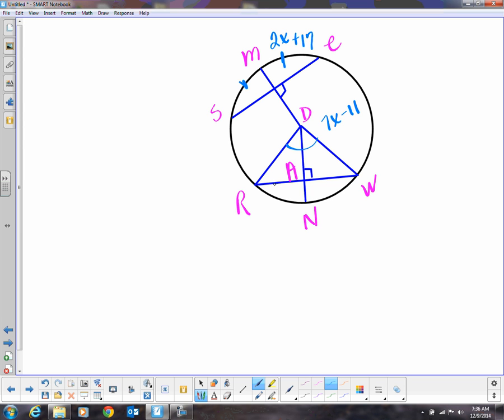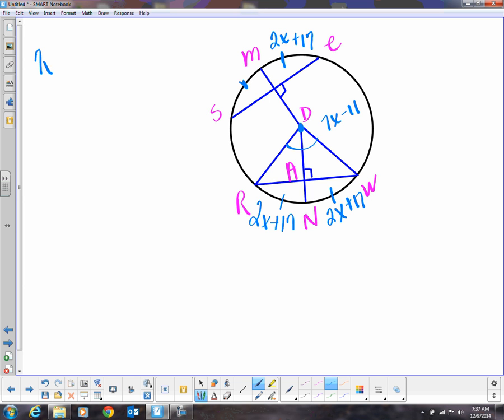If this arc is congruent to this arc, what do we know about chord SE and chord RW? They're the same. So what does this radius do to this arc? Bisect it. So if this is 2x plus 17, what is this? Okay, what is NW? 2x plus 17. Where is this vertex? On the center. This angle RDW is equal to what? It's equal to that arc.